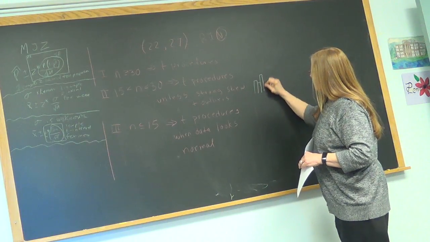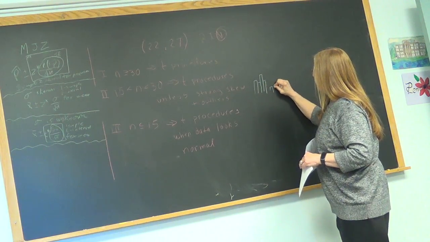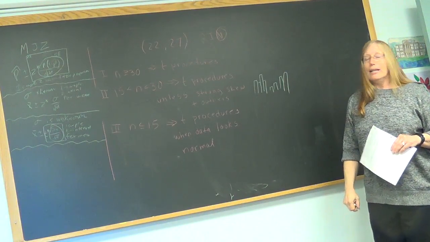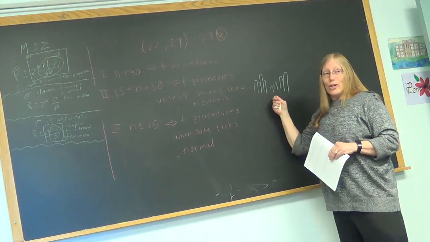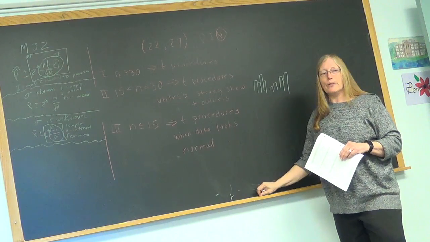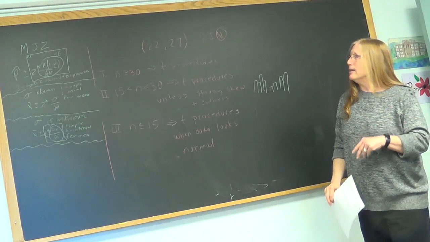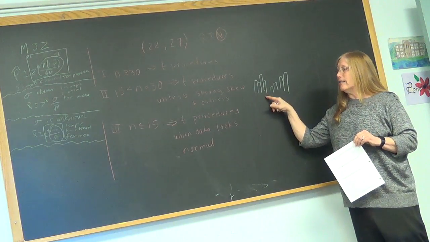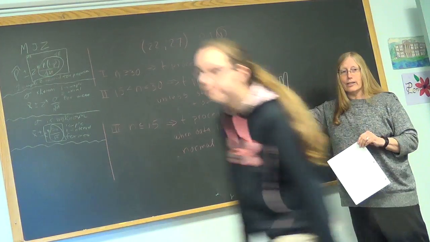So remember that one with the device we put on the engine? We looked at the histogram and it was goofy. It was something like that, which was not normal. However, it had no strong skewness and it had no outliers. So we can use T procedures. We can fudge with them because they are robust against non-normal conditions unless these two things occur.